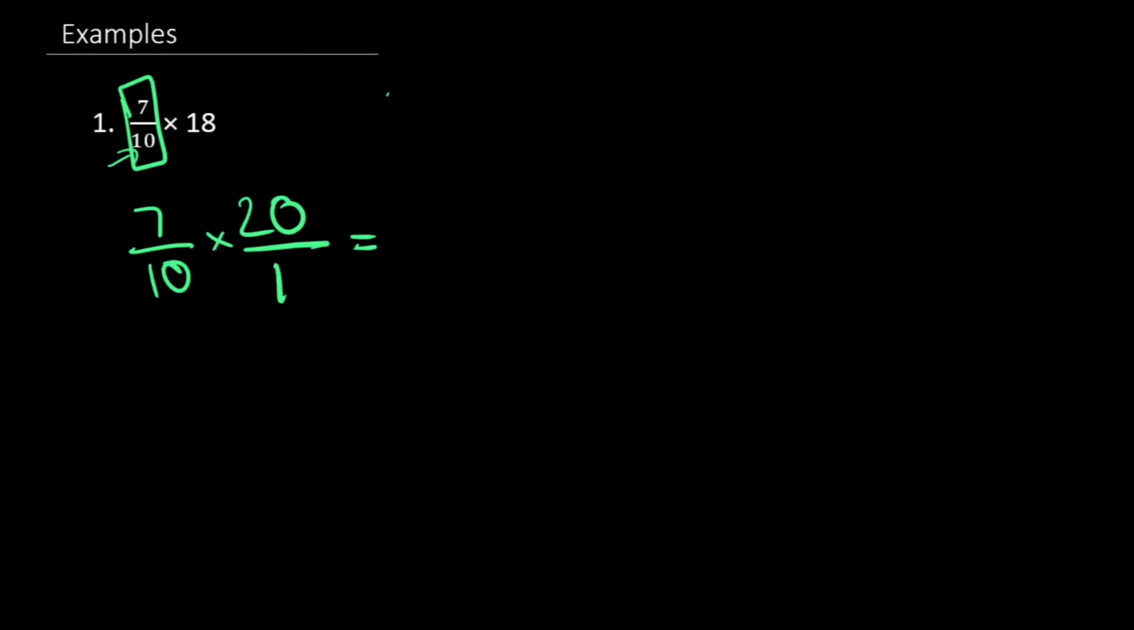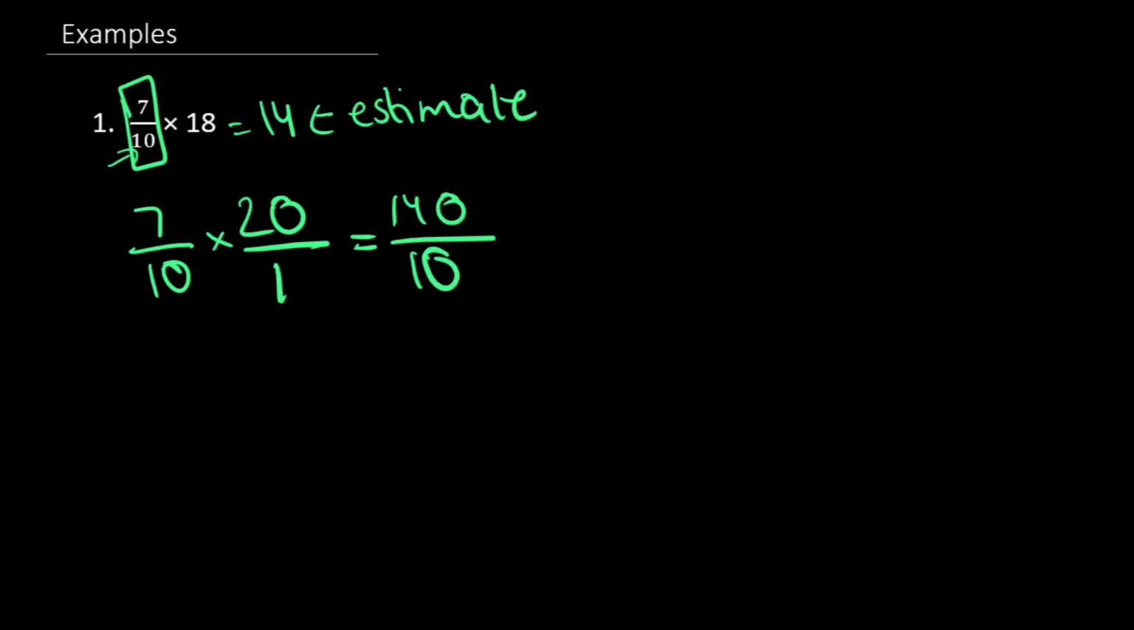7 times 2 is 14, and then we can just add a 0 in the end. 10 times 1 is 10. 140 divided by 10 is 14. That means our answer should be somewhere close to 14. Alright, now what we're going to do is find the real answer, so the actual answer. So we have to do 7/10 times 18. Alright, so 18 times 7 is, so let's do it.